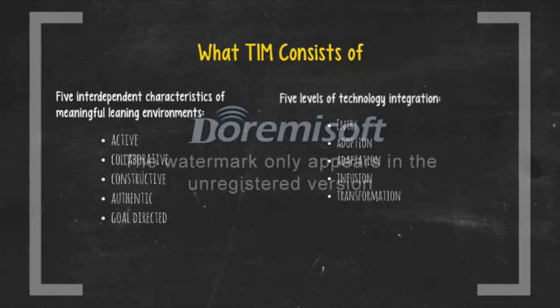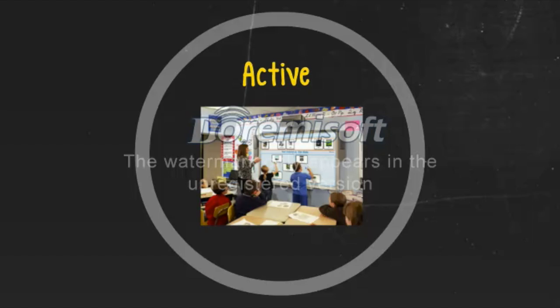What does TIM consist of? TIM consists of 5 interdependent characteristics of meaningful learning environments: active, collaborative, constructive, authentic, and goal-directed. It also consists of 5 levels of technology integration. These 5 levels are entry, adoption, adaption, infusion, and transformation. Now let's talk about the meaning of active. Active is when students are engaged in using technology as a tool rather than passively receiving information from the technology.